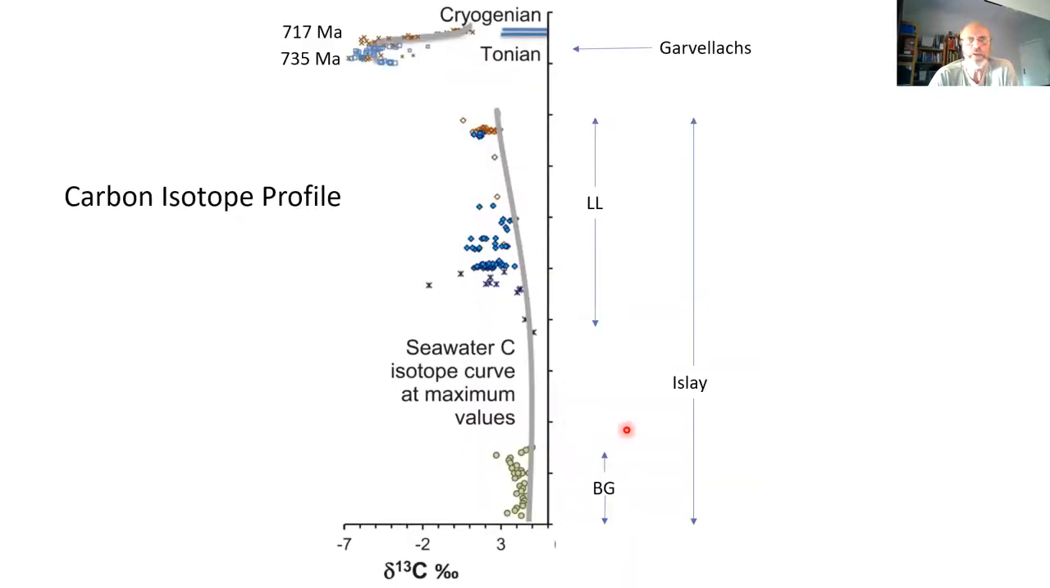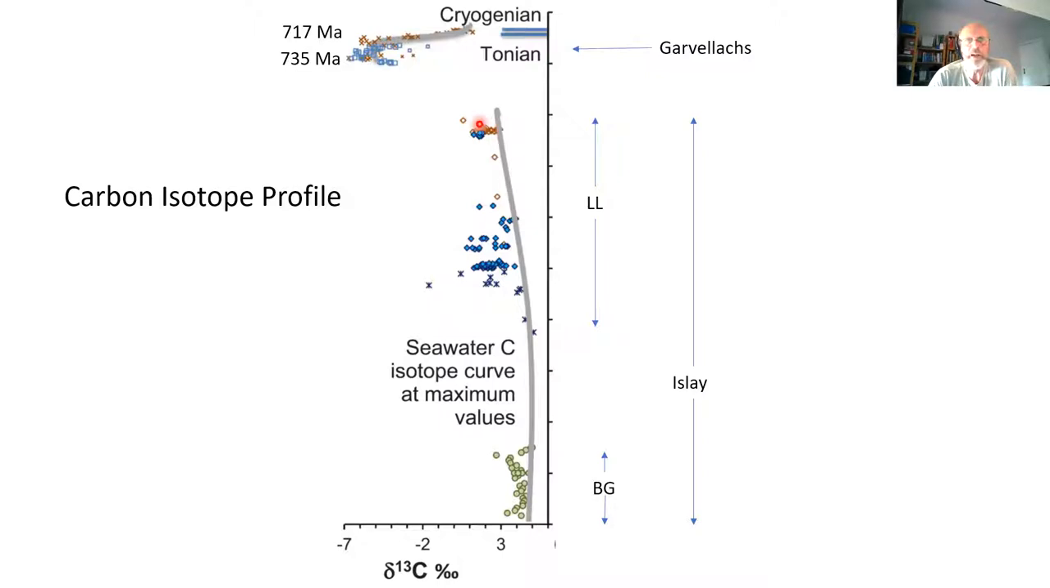Just wanted to quickly show the isotope work. This is carbon isotopes. I'm not going to go into the reasons why they're doing this, but this is the Ballygrant Formation, the Losset Formation. We see a gradual change in delta carbon-13. And this is where we are now.